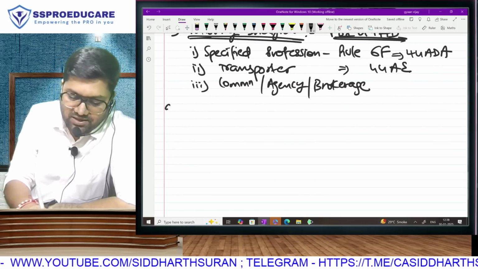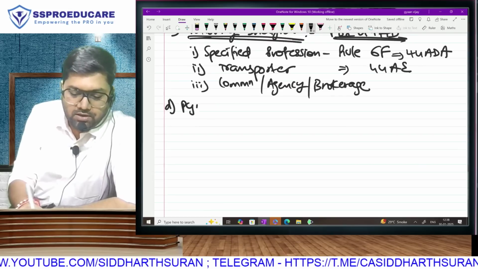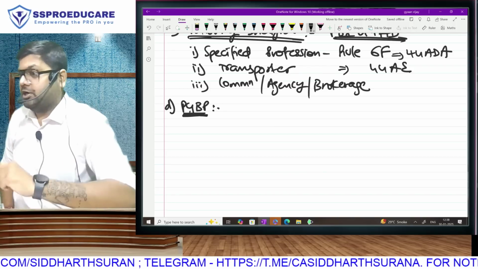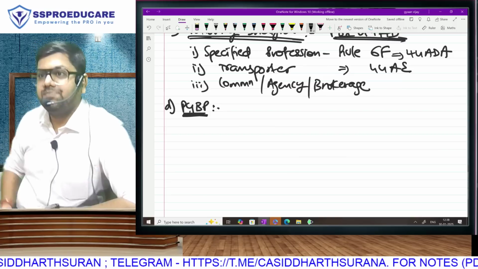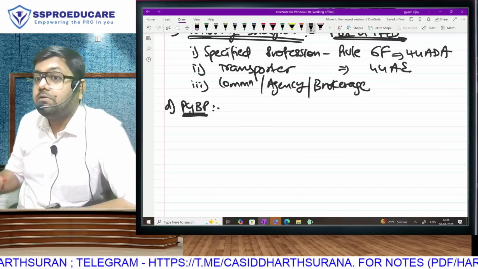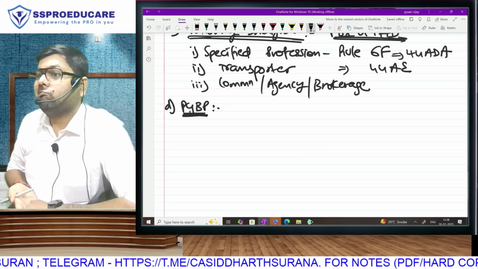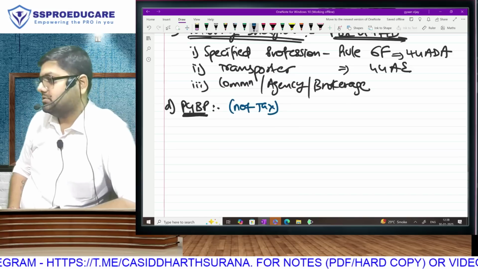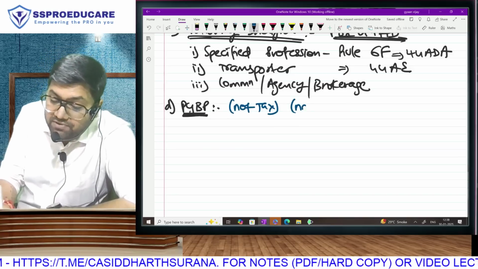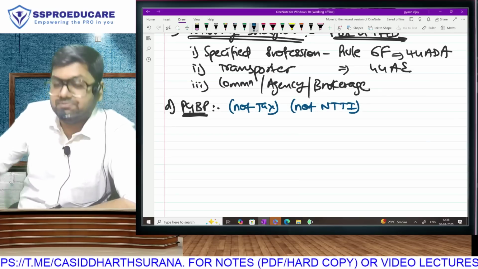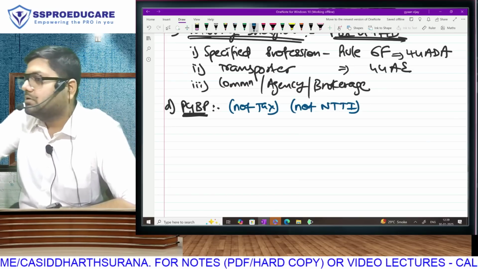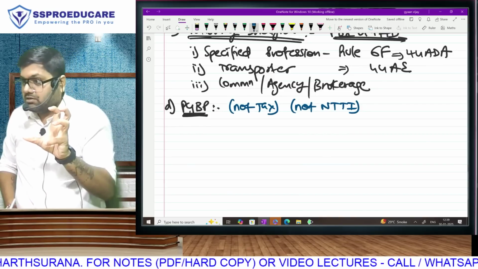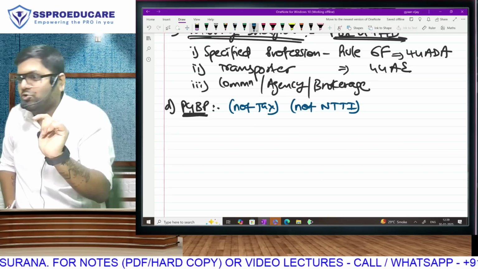Finally, if you have fulfilled the 3 conditions, what is going to be your PGBP? I have seen rank holder students at CA Final also making this mistake. They think this is the tax calculation. Whatever calculation is given here is not your tax. It is not even your NTTI, bro. Stop making this mistake. This calculation that is being done here is your PGBP. Please understand, we are calculating PGBP on an estimated basis because you don't have books of accounts.